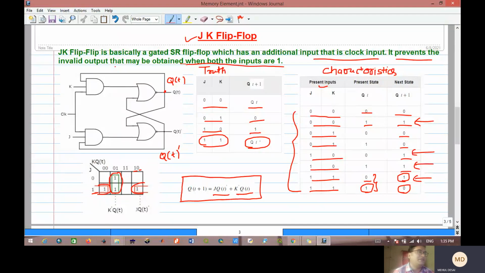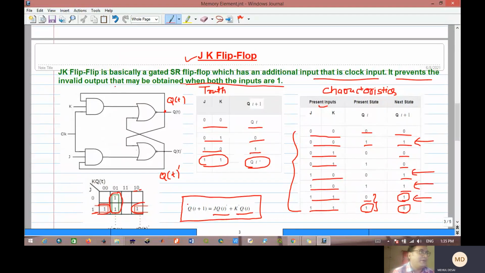So this is the characteristic equation of the next state Q(t+1) for the JK flip-flop. The disadvantage of JK flip-flop is the race around condition, which we will discuss in our next video when we explain the master-slave JK flip-flop. The master-slave JK flip-flop removes the race around condition that occurs in the JK flip-flop.